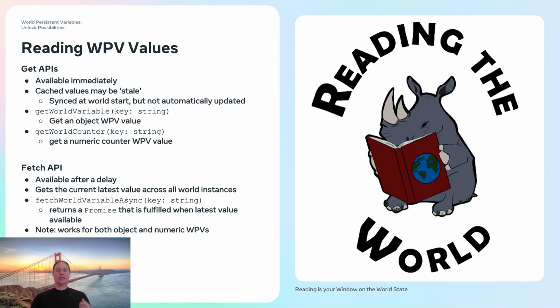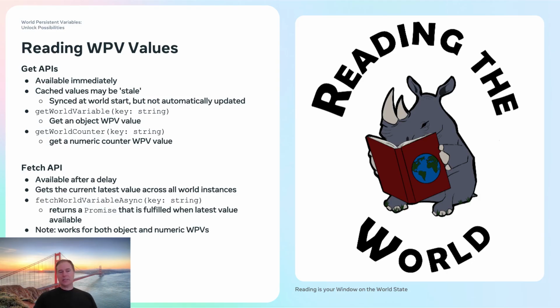And this one gets the current latest value across all the world instances. So this is the absolute most up-to-date value. It returns a promise that's fulfilled when the latest value is available. And when you fetch this world variable value, it's going to update the cache as well. So once you do one of these fetches, then if you do a get, you're going to get an updated cache value from whatever you fetched.